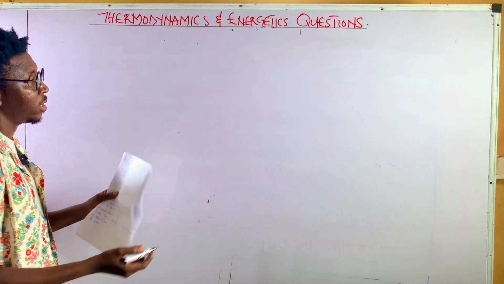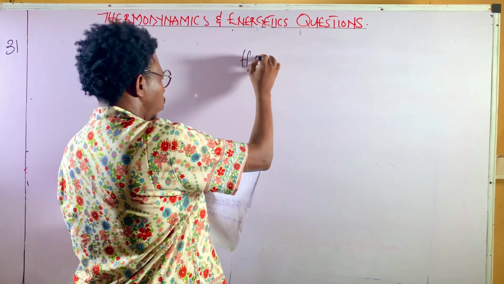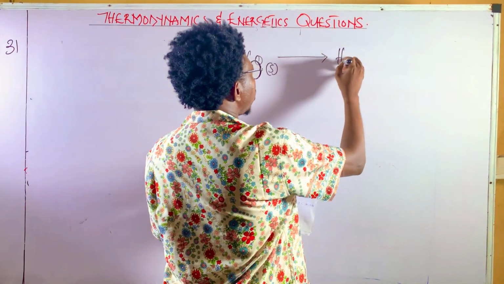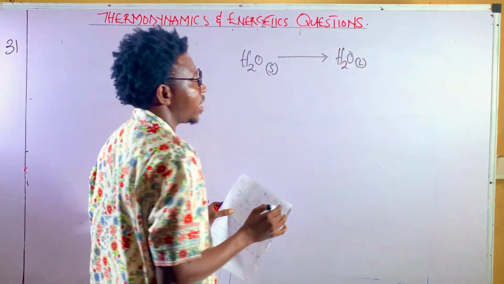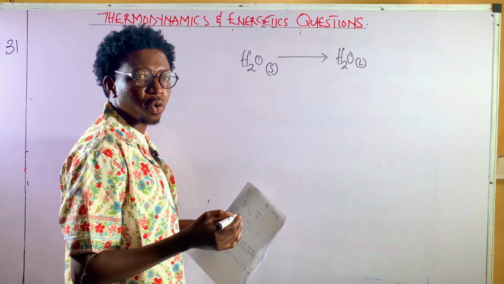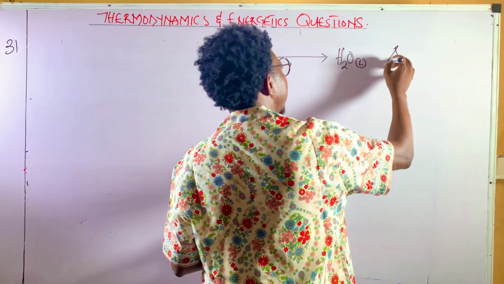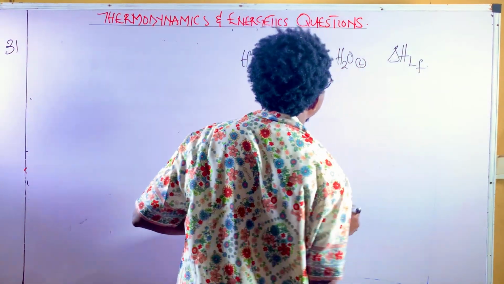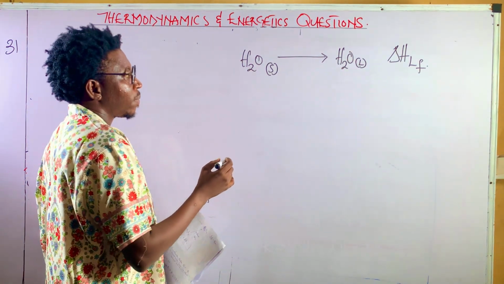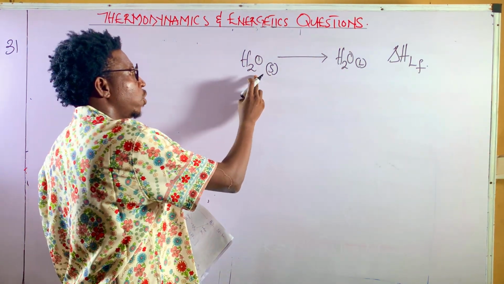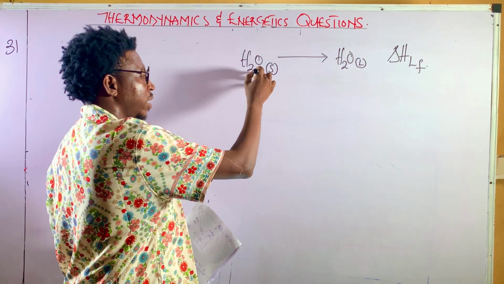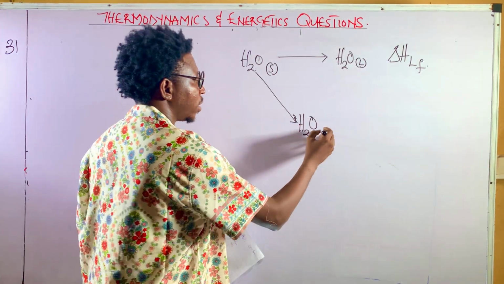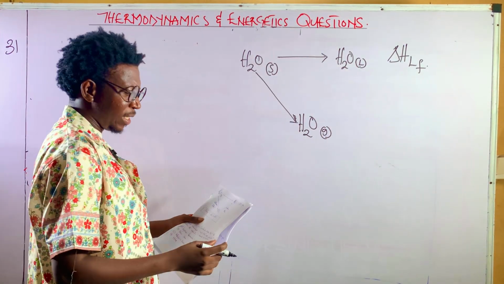For example, look at this. If H2O solid is being converted to H2O liquid, what just happened here is melting. And melting is also called fusion. This heat here is the latent heat of fusion. Right? However, what if I did not go straight? I first of all heat this to become gas, H2O gas. Then condense it.